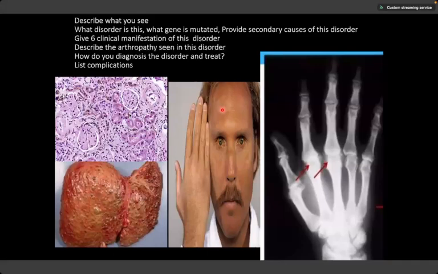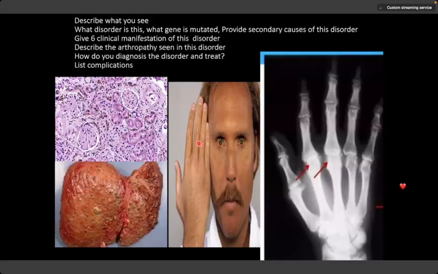Yeah, so this is a typical OSCE question. Describe what you see. What disorder is this? What gene is mutated? Provide secondary causes of the disorder. Name 6 clinical manifestations. Describe the arthropathy. How do you diagnose and treat, and list the complications? Okay, so I'm sure everybody already knows what this is, right?